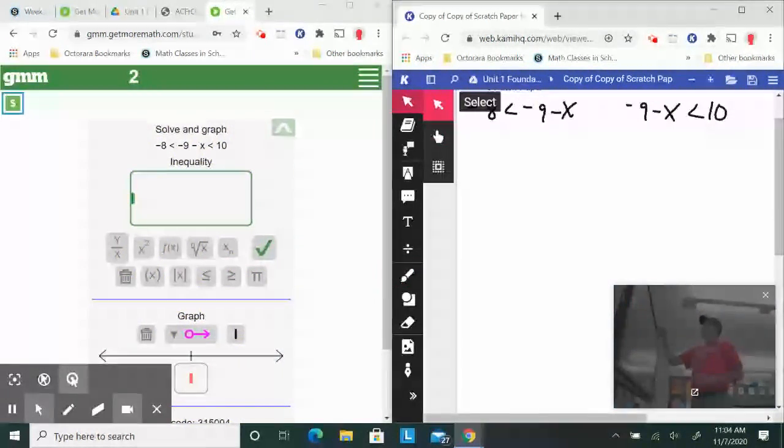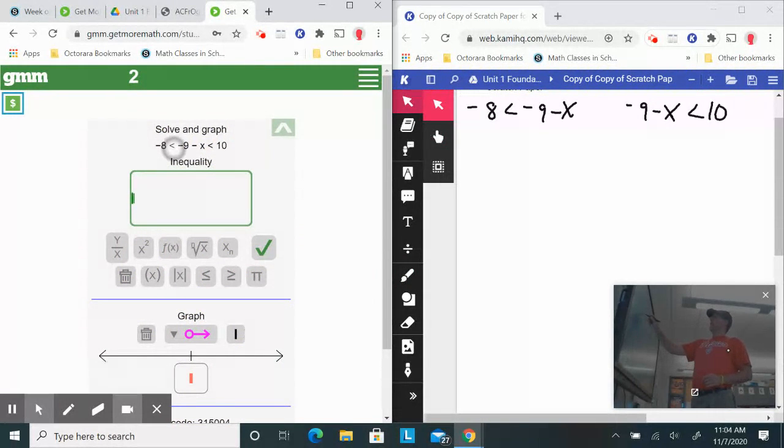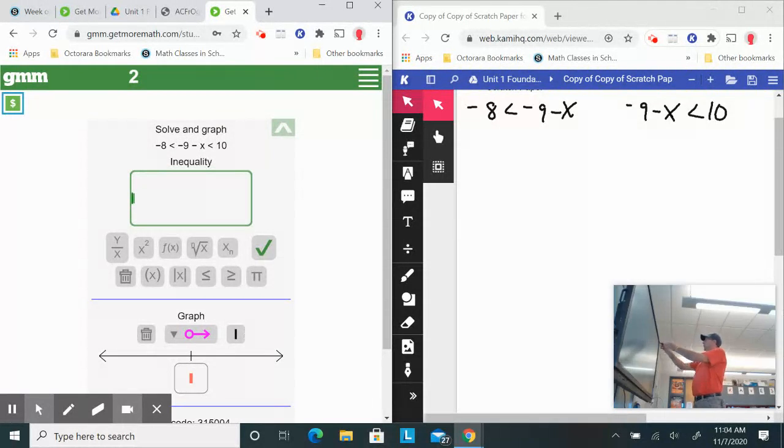Okay, in this problem, -8 is less than -9 minus x, and -9 minus x is less than 10. So on the right-hand side, I'll recopy those. Now, when I go to solve these, this is going to be the toughest one so far because I'm going to end up having to divide by a negative. So hang tight. I'll be right back.